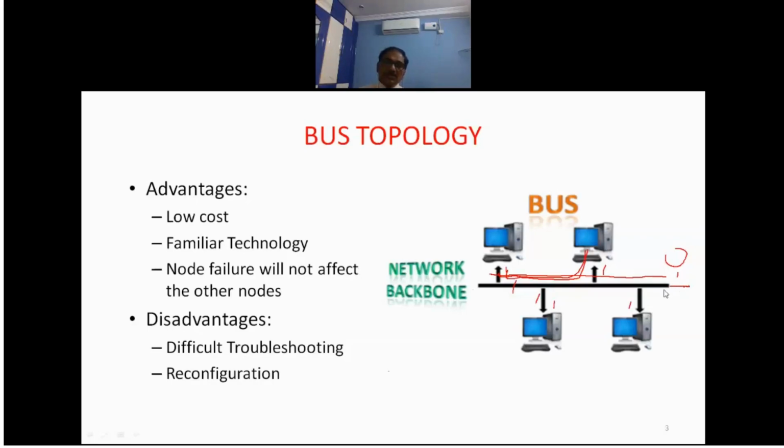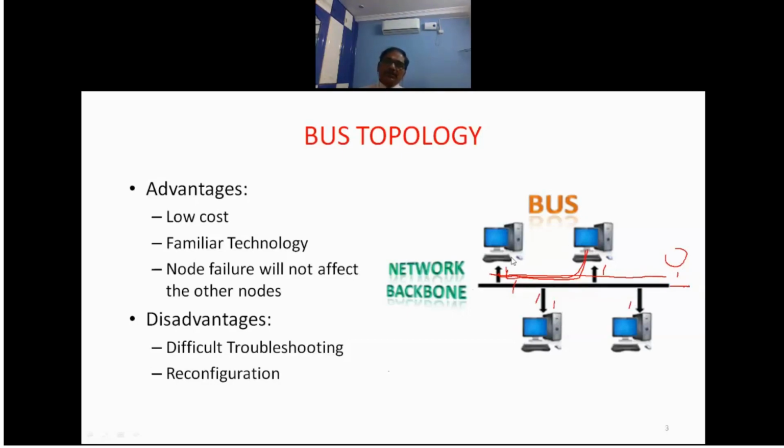This is how the construction of the bus topology is. This is the easiest topology, very easy for installation and easy for the expansion of the network. So that is the bus topology.